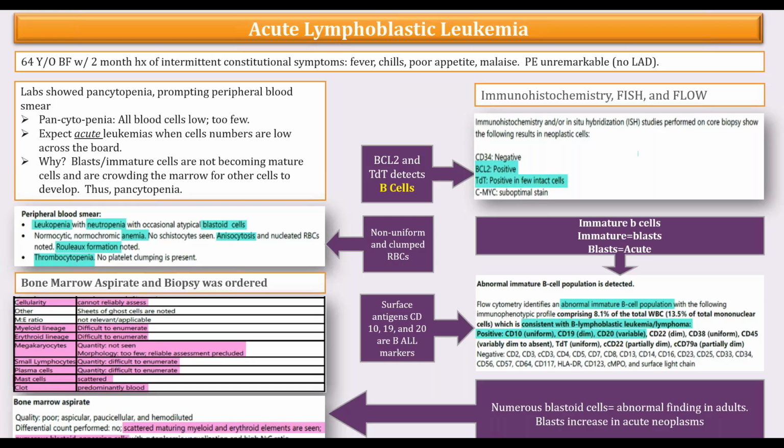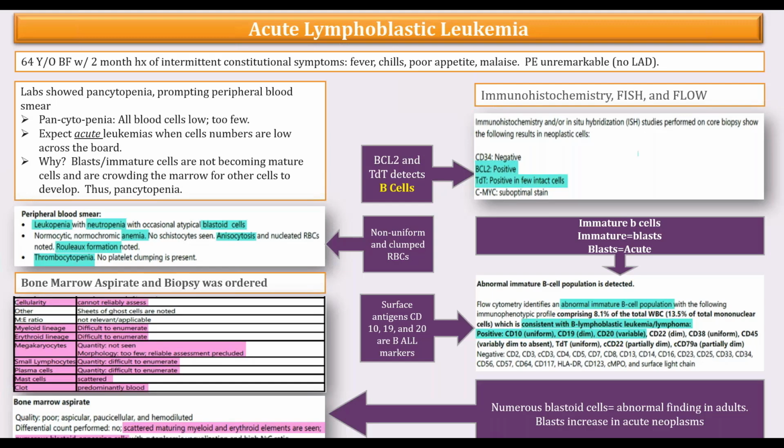And the marrow shows that all cell types are affected and numerous blasts are seen, which indicates an acute leukemia. But now they have to determine which acute leukemia we are dealing with here. So immunohistochemistry, FISH and flow show BCL2 and TdT positivity. So the surface antigens there, these are both detecting B cells. So now we know this is a B cell lineage acute leukemia. And surface antigen CD10, 19, and 20 also confirm this.